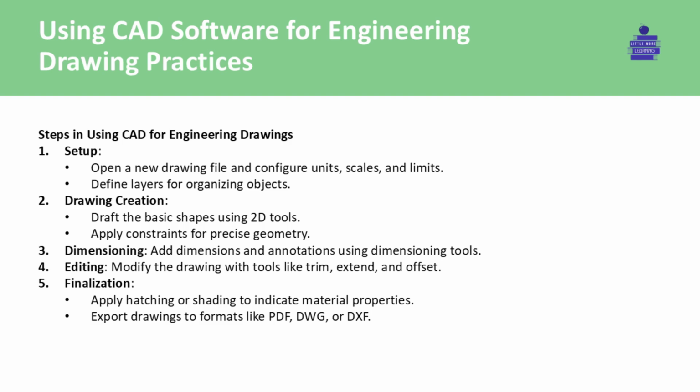Dimensioning comes next, adding all the crucial measurements and annotations that will guide manufacturing. The editing phase is where we refine our drawing, making sure everything is precise and clear. Finally, in the finalization stage, we add finishing touches like hatching patterns to indicate materials and export our drawings in the appropriate format for our team or manufacturers to use.